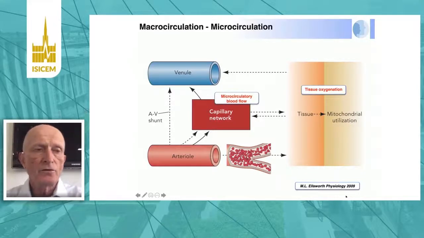So the ultimate goal of resuscitation is to improve tissue oxygenation and to improve microcirculation. Currently, we are optimizing macrocirculation hemodynamic parameters, especially arterial oxygen transport, with the hope that we will optimize microcirculation. Most often, this is true because there is a physiologic link between macro and microcirculation.